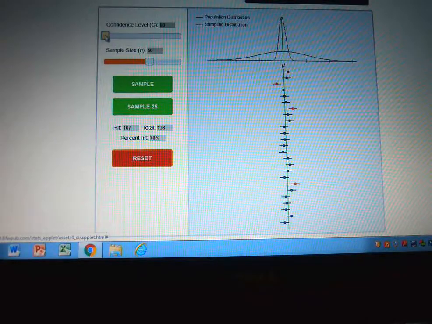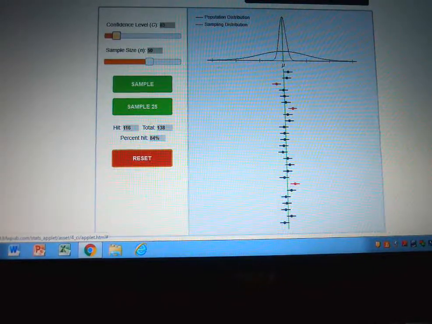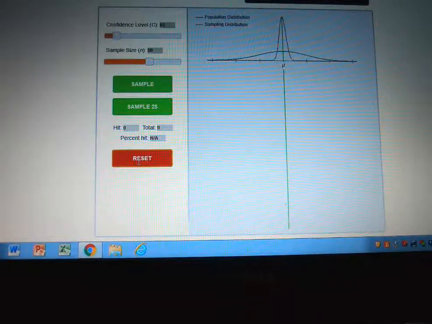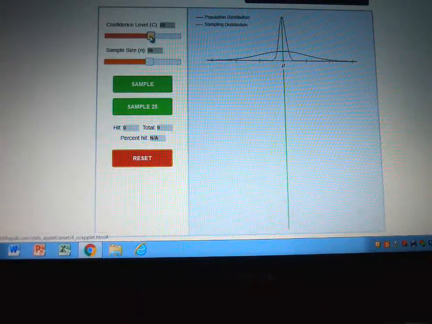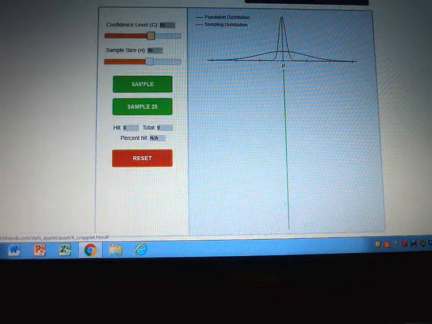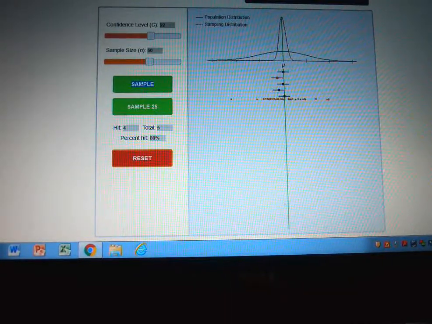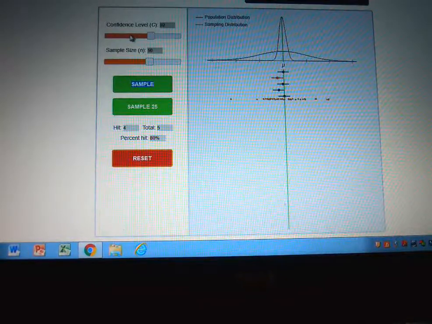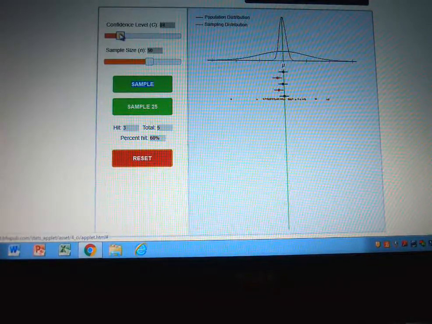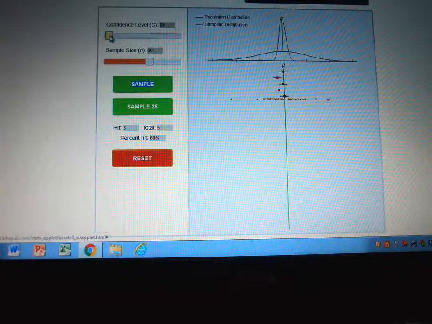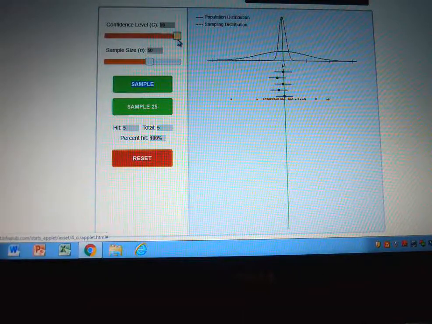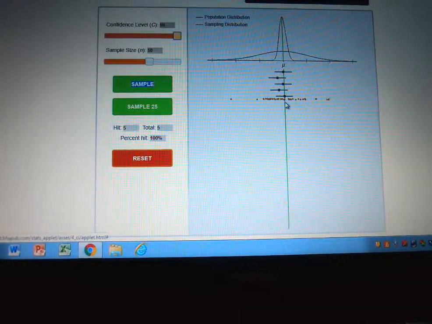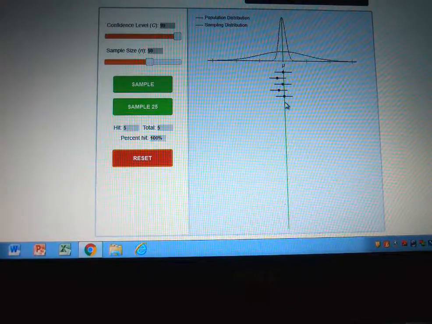Oh, it's not changing them. Maybe because I did sample 25. Let me reset that. If I sample a few, and then if I become less confident, notice that it is making the interval more narrow. It's hard to see there, but if I get back to more confident, so we go up to like 99% confident, it made the bars wider because you need to fit more values in to become more confident.